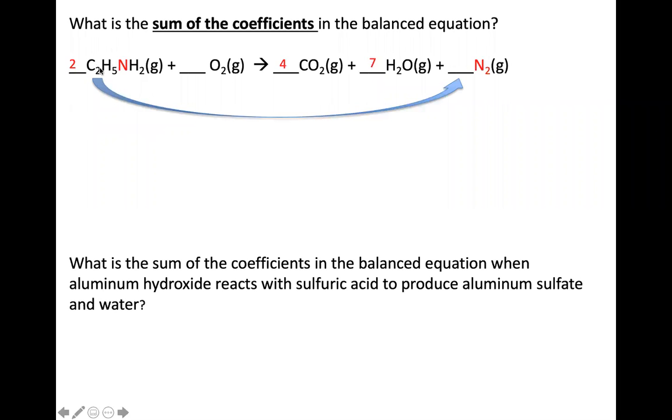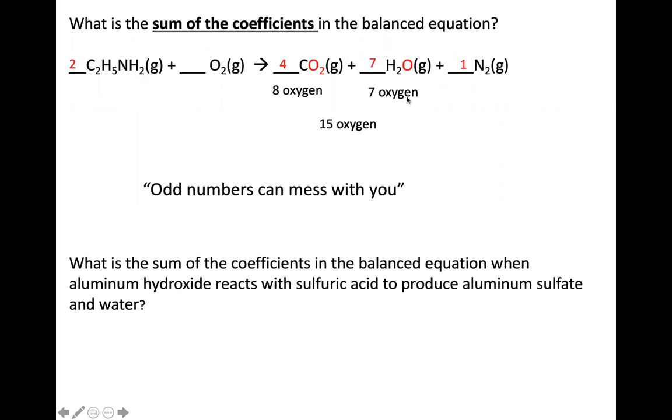How about if I now try to balance the nitrogens? I see that I have now a total of 2 nitrogens. So I could put a 1 there. Okay, I'm almost done. But this one's going to mess with us one more time. Because look right here. If I add up all of the oxygens on this side, I get to 15. That's an odd number. Odd numbers can mess with you.